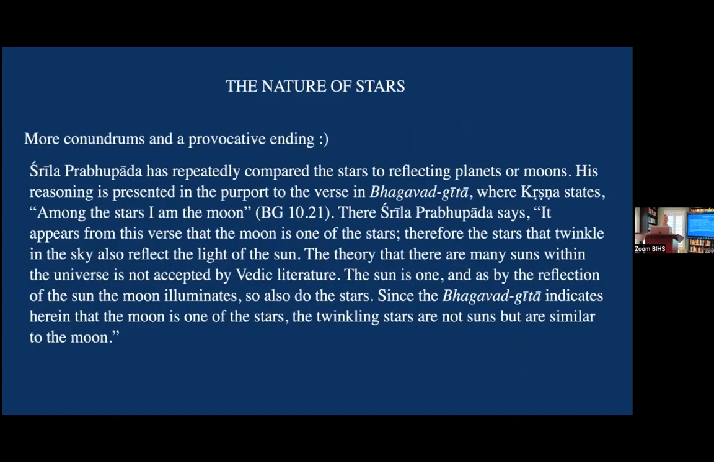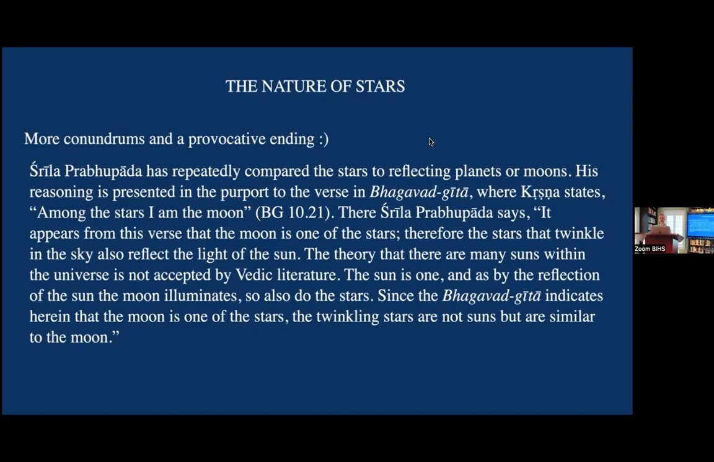So here's the provocative ending that I like, and just allow me to read this. Prabhupada has repeatedly compared the stars to reflecting planets or moons. His reasoning is presented in the purport to the verse in Bhagavad Gita where Krishna states, "Amongst the stars, I am the moon." Prabhupada says, "It appears from this verse that the moon is one of the stars, therefore the stars that twinkle in the sky also reflect the light of the sun.